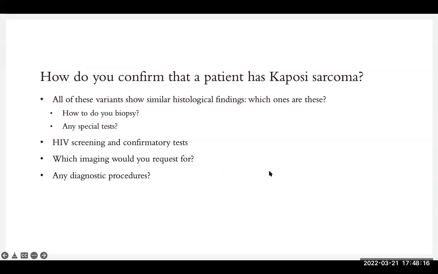Which imaging would you request? Joseph Kisavuli, which imaging would you want to do for these patients? And why would you want to do that particular imaging? We've already seen some.